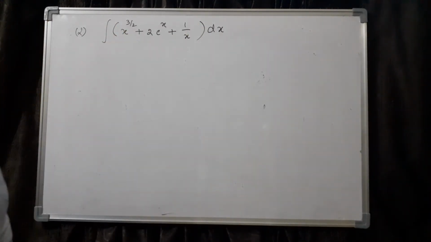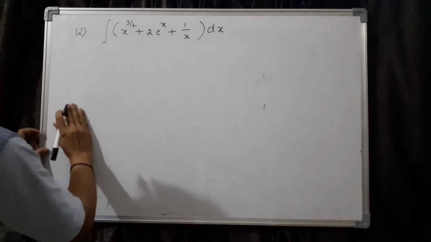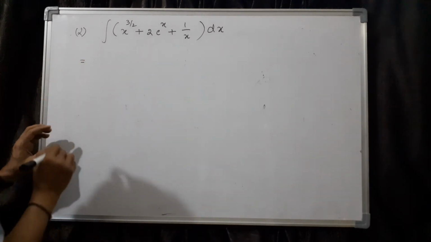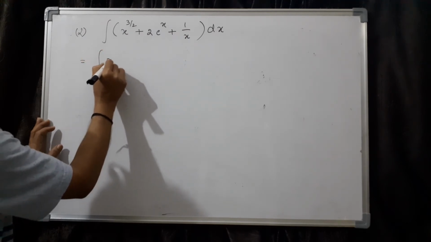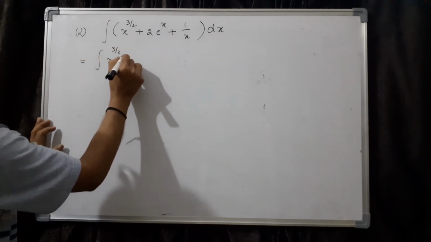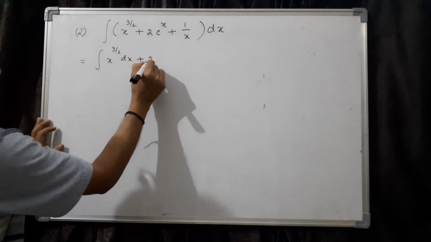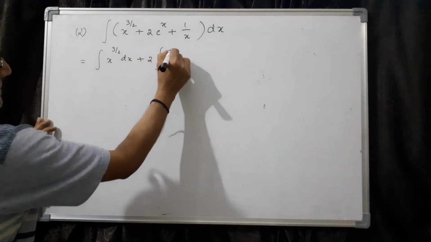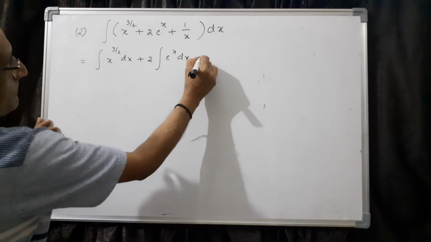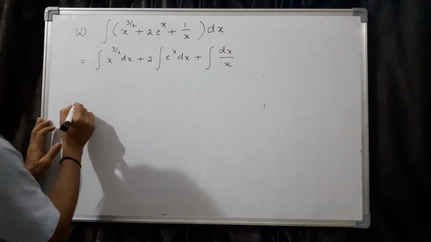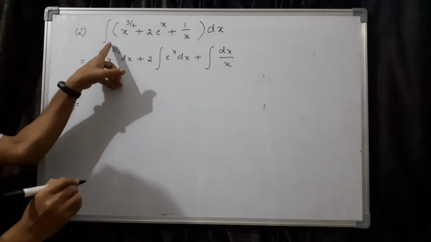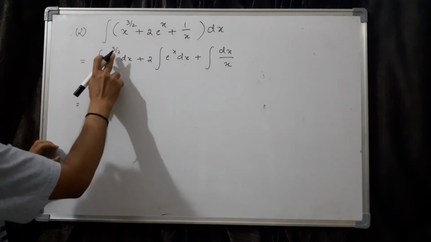So here also there are three functions. So this is equal to, first we can write integration x power 3 by 2 dx plus 2 outside integration eˣ dx plus integration dx by x. And here n is 3 by 2, therefore of course it is a fraction.